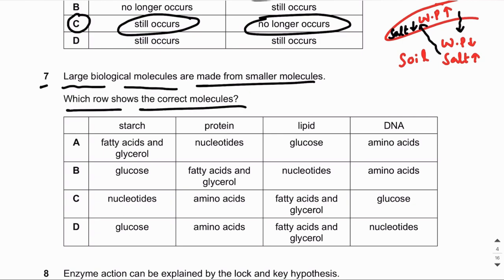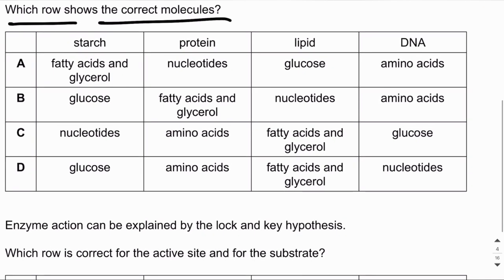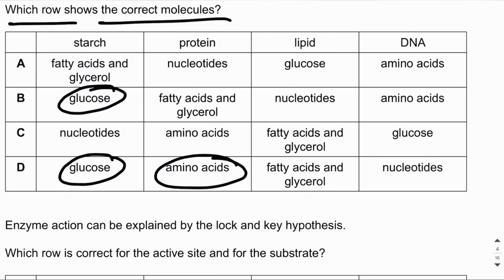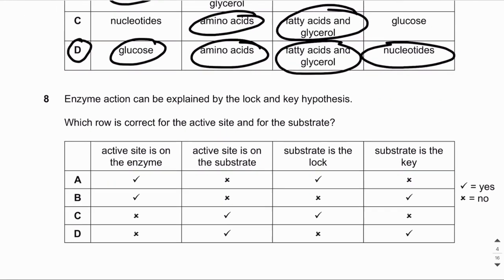Which row shows the correct molecules? Right. So guys, basically, these are the large molecules. And we have to figure out what these large molecules are made up of, right? Obviously, these are made up of small molecules. So we all know that starch is made up of glucose and proteins are made up of amino acids, right? And lipids are made up of fatty acids and cholesterol, and DNA is made up of nucleotides. So the answer is D.